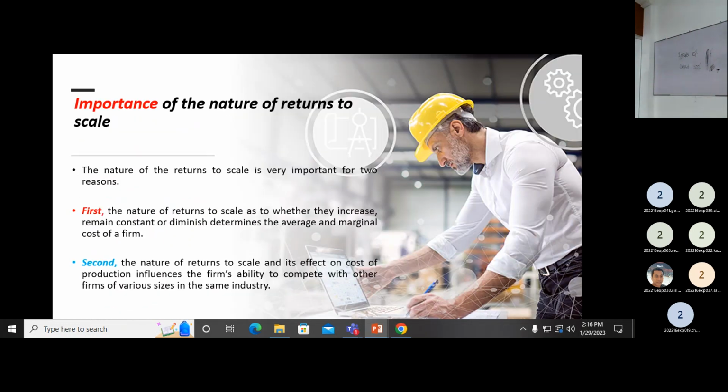Right. So why the importance of the nature of return to scales? We are going to identify why this nature of return to scales is important. Right now, you know what return to scales are. There are three things: decreasing, increasing, and constant return to scales. So here it says the nature of return to scale is very important for two reasons. First one, the nature of return to scale as to whether they increase, remain constant, or diminish determines the average and the marginal cost of the firm. Average and the marginal cost of the firm.